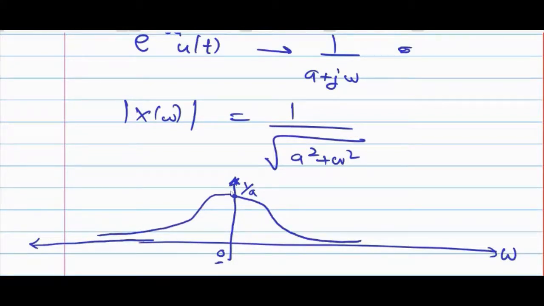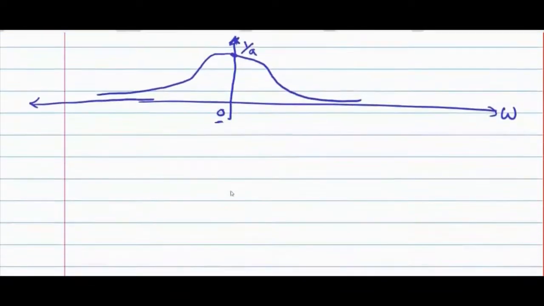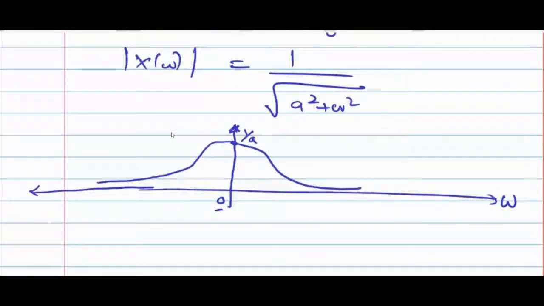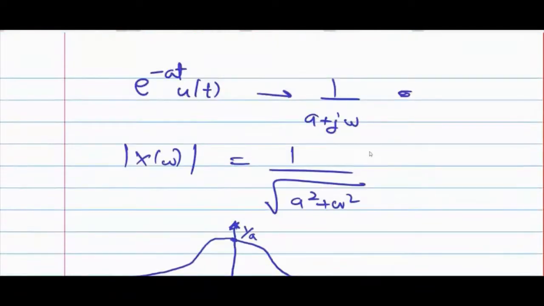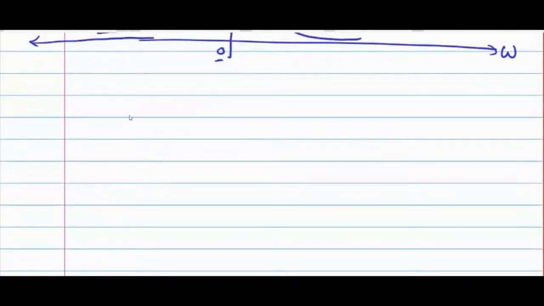This is the amplitude spectrum of e raised to minus a u of t, and its phase spectrum. So we have the angle of 1 upon a plus j omega, which is minus tan inverse omega by a. This is the angle. Okay, so its phase angle is angle X of omega is minus tan inverse omega by a.